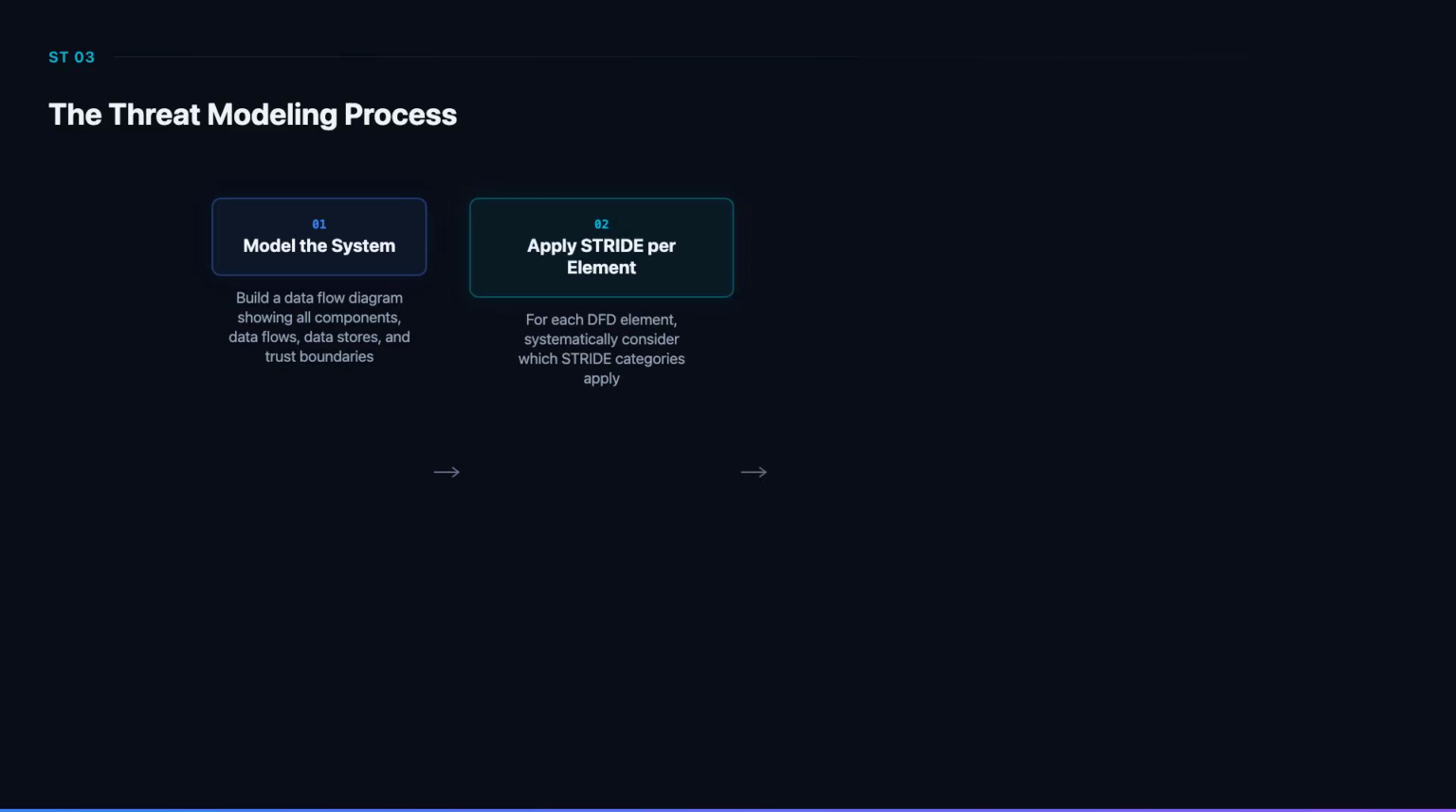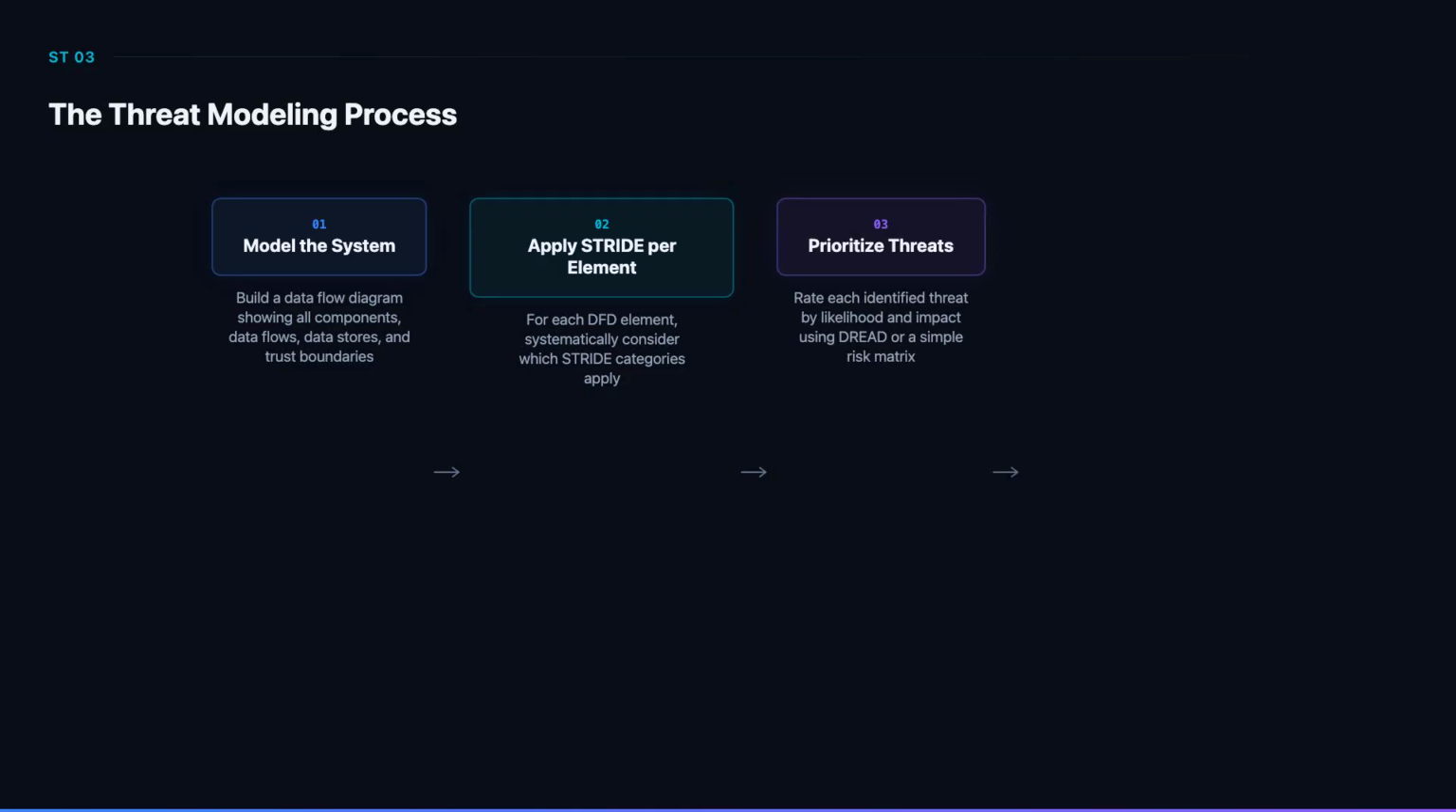Walk through each element in the DFD and ask which STRIDE categories apply. Processes are susceptible to all 6 categories. Data stores are primarily at risk from tampering, information disclosure, and denial of service. Data flows are vulnerable to tampering and information disclosure. External entities are primarily spoofing risks. This systematic approach ensures comprehensive coverage.